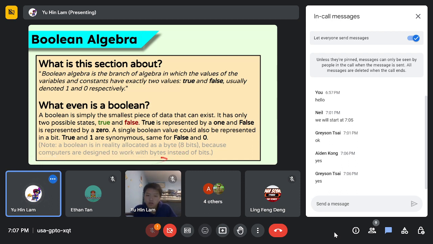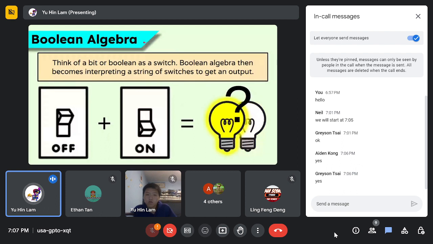since our computers and our technology are designed to work with bytes instead of bits. We can sort of think of Booleans as a switch, an on switch and an off switch, or a true or a false. When we interpret these switches, they'll just give us an output, either a true or a false.